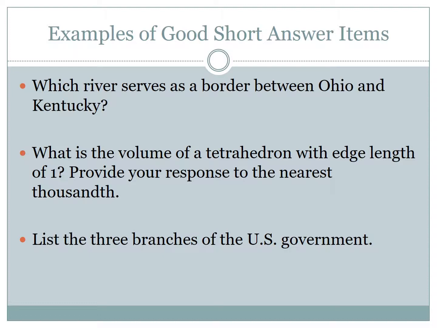What is the volume of a tetrahedron with edge length of 1? Provide your response to the nearest thousandth. So yes, math problems are a type of short answer item. They're considered constructed items. And list the 3 branches of the U.S. government. All of these can be done in a few words. So that's why they're good short answer items.